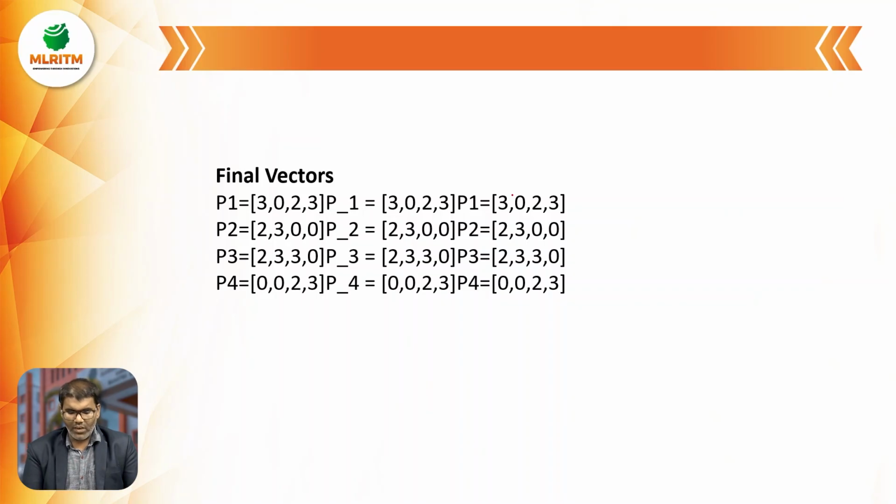This is the final vector for process P1 and process P2: 2, 3, 0, 0. And the final for P3 is 2, 3, 3 and P4 is 0, 0, 2, 3. This is the final vector.